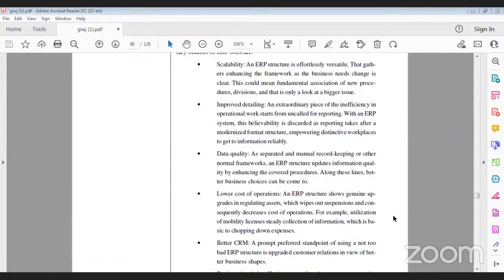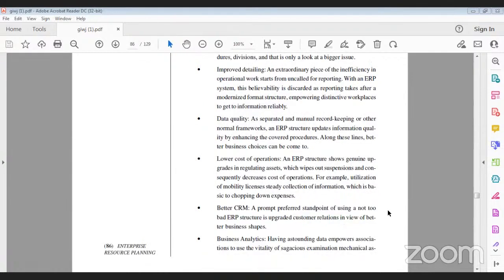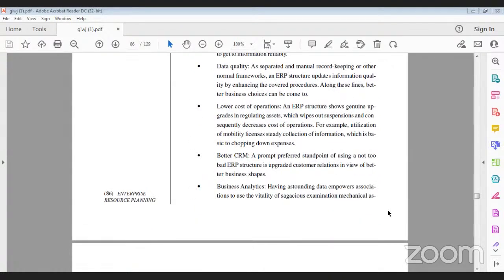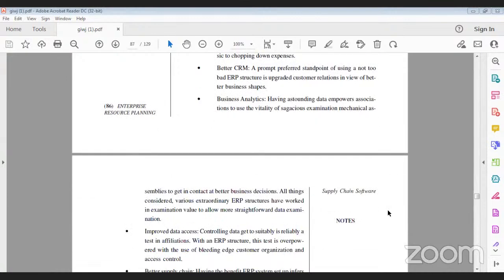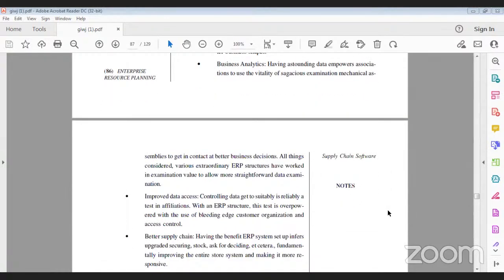Which is basic to shopping. An advantage of using a good ERP structure is an improved customer relationship because of better business processes. Then business analysis: having a sound body of data empowers the organization to use it vitally for segment and mechanical analysis. The next points are improved data access and better supply.